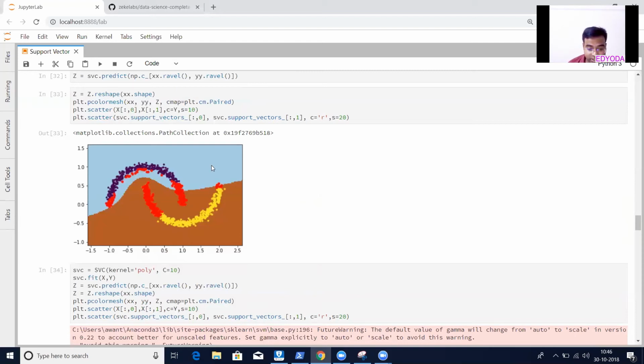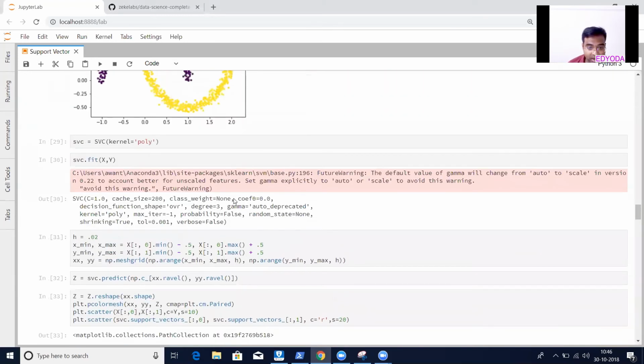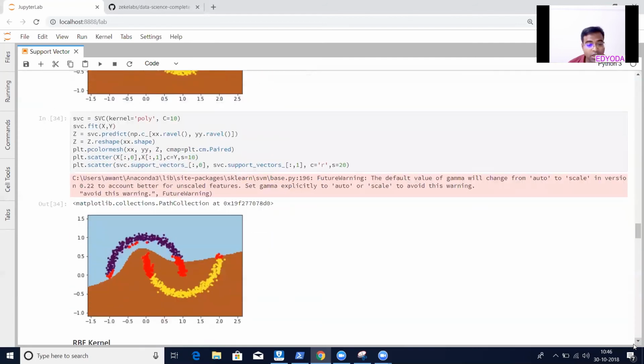You can configure here. By default, it will be of degree 3. When you make poly, you can configure the degree parameter. Okay, this is the degree parameter. By default, it's 3. You can configure higher degrees as well, or lower degrees as well.